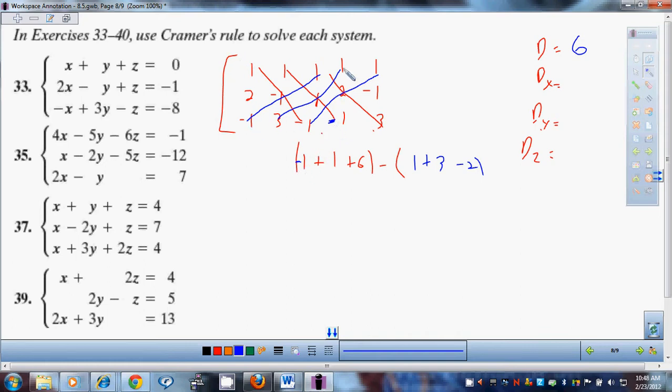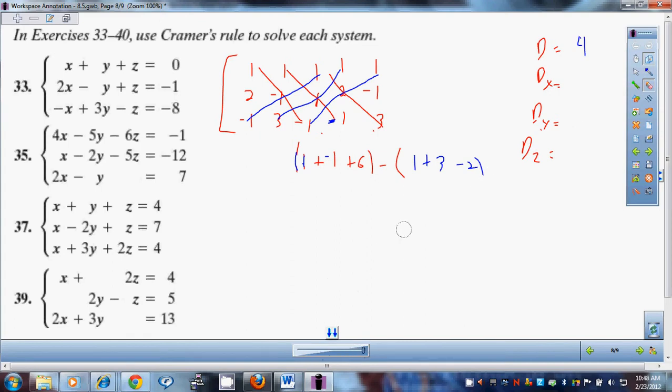I rewrote this row right here, so that should have been a negative 1. So that would have been, oh, I see what you're saying. This one stays the same. This one's the negative. Yeah, okay. Regardless, was that 4? 6 minus 2, 4. Okay. All right, dx. Now we're going to find dx.